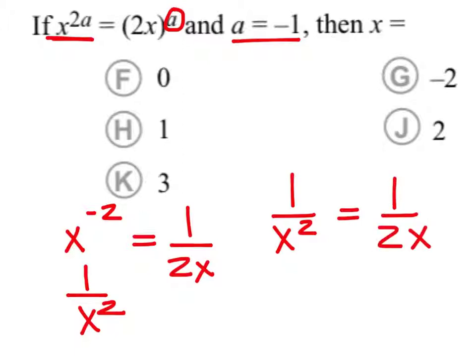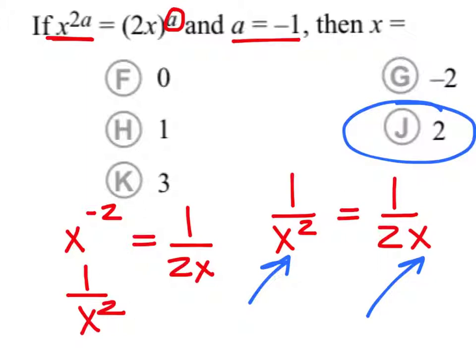So what would x have to equal in that case? Whatever you put in here for x and square it, it must be equivalent to multiplying that number by 2 and getting the same thing. What number could I put in there? 2 is right. So the answer is J.